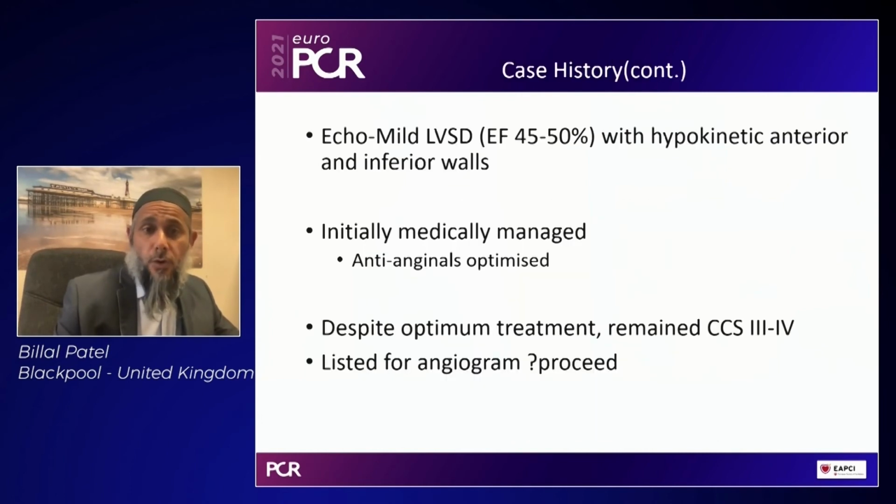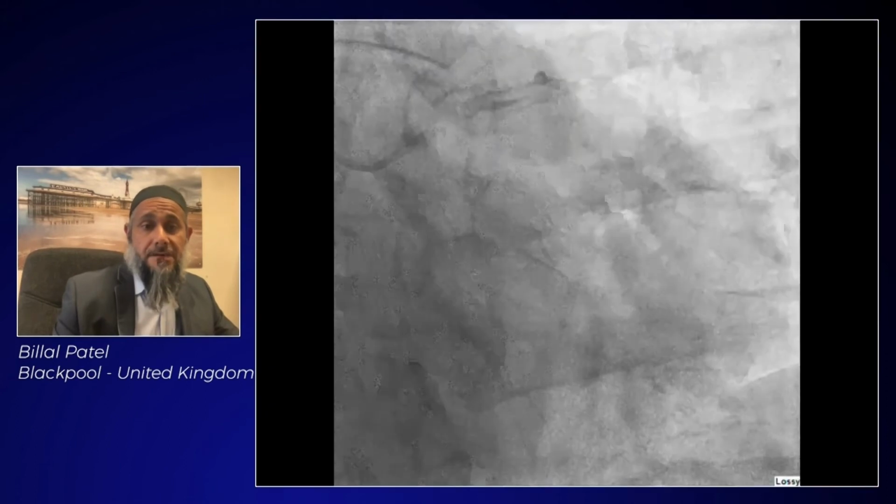inversion. Echocardiogram showed mild LVSD with hypokinesia of the anterior wall and the inferior walls. He was initially medically managed, and anti-anginal treatment was optimized. Despite optimum treatment, he remained significantly symptomatic and was listed for angiogram, query proceed.